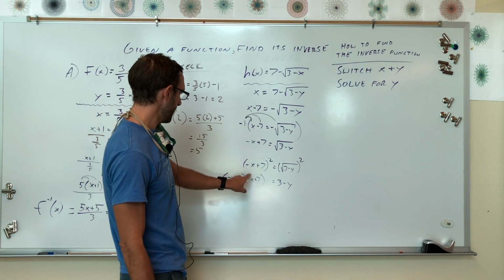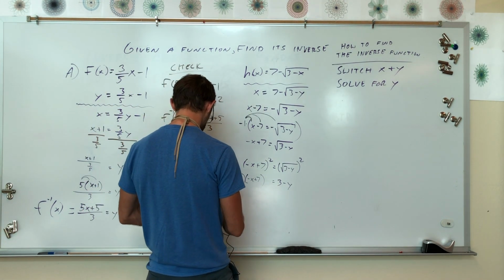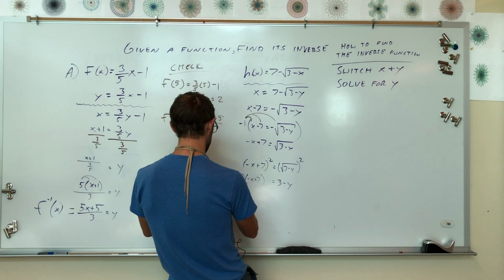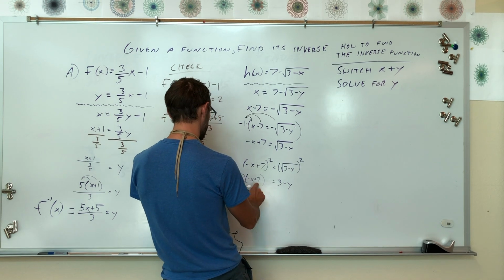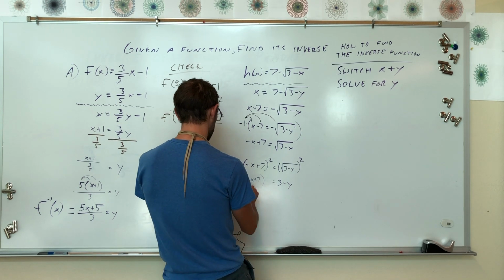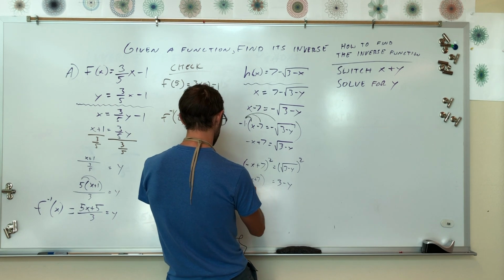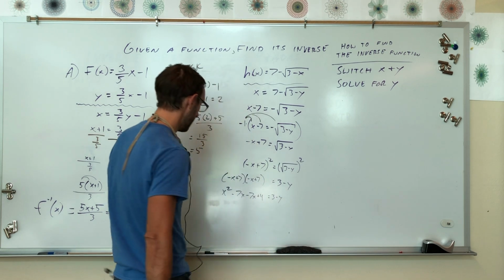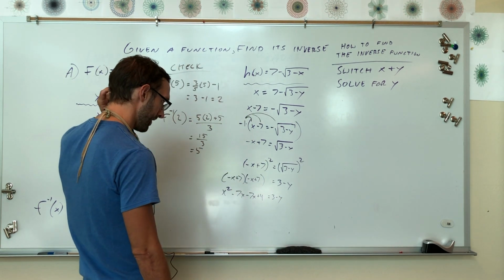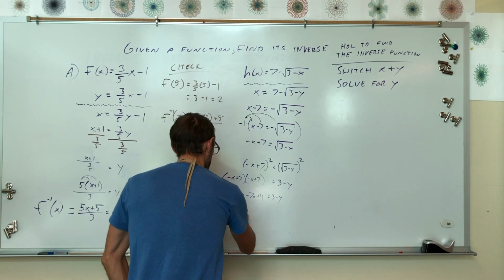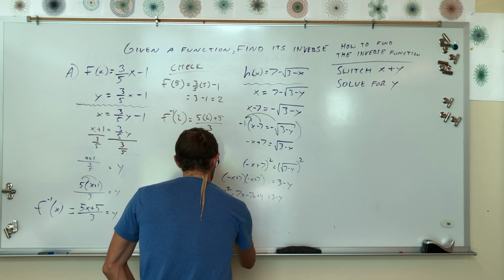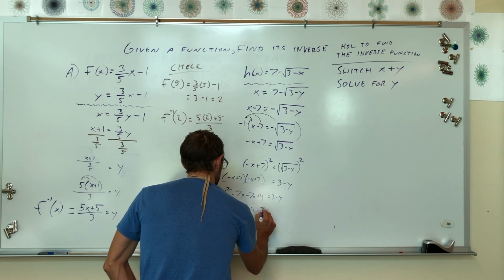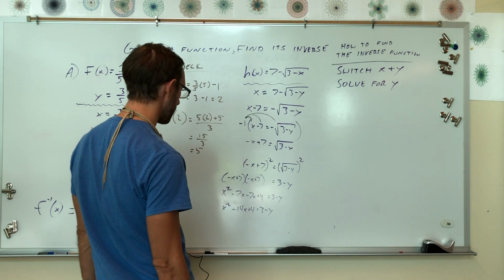Now I'm going to distribute in here. I'm going to FOIL this thing out. Negative x times negative x is positive x squared. Negative x times 7 is minus 7x. 7 times negative x is negative 7x. 7 times 7 is plus 49. We can combine things now. x squared minus 14x plus 49 is 3 minus y. Great, we're looking pretty good. We're almost done.